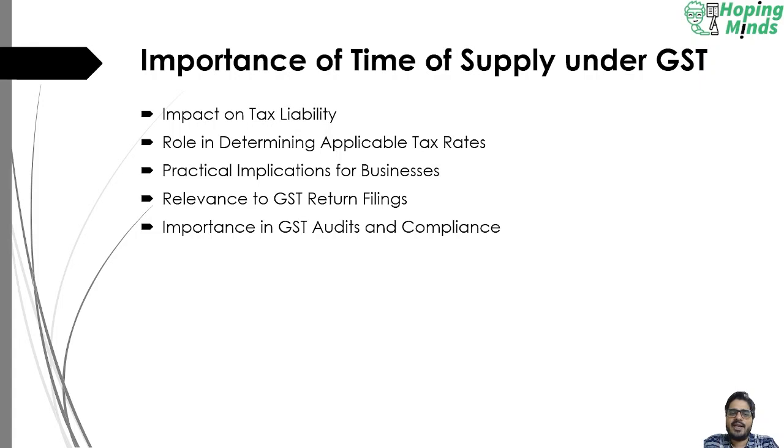Then time of supply has relevance to GST return filings. It ensures the correct reporting of transactions in the appropriate tax period. Also, it facilitates the accurate input tax credit claims and minimizes mismatches in supplier filings. Then it has importance in GST audits and compliance also. Errors in determining the time of supply can lead to penalties during audits. Correct determination demonstrates compliance and reduces risk of disputes, and it ensures accurate record keeping essential for audit and assessments by the department.